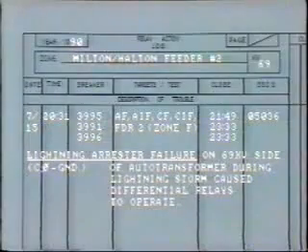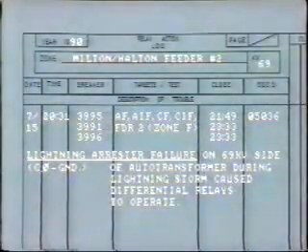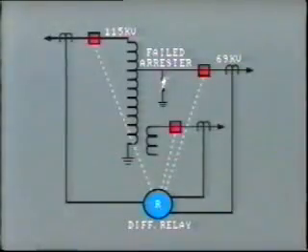Here is one example of a relay action log which reports upon failure of a lightning arrestor during a lightning storm. The failed arrestor was located on the low voltage side of a 115 to 69 kV auto transformer. The resulting fault within the transformer's zone of protection caused the differential relay to operate. This in turn tripped all 3 breakers, primary, secondary, and tertiary, to completely isolate the fault.